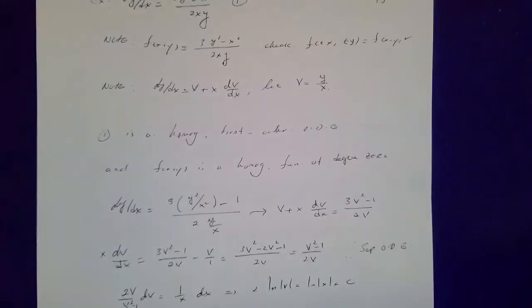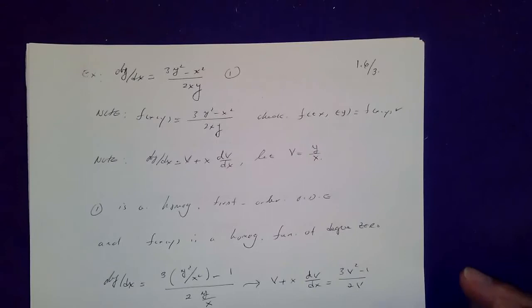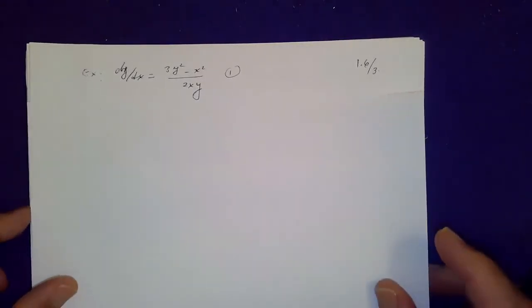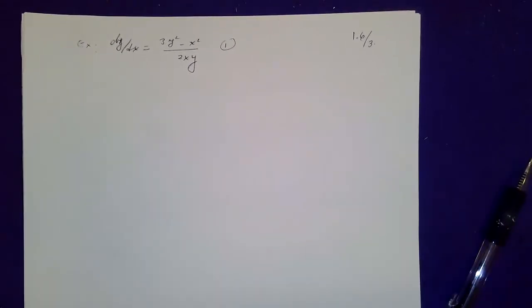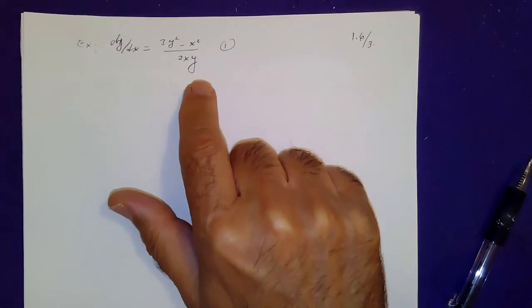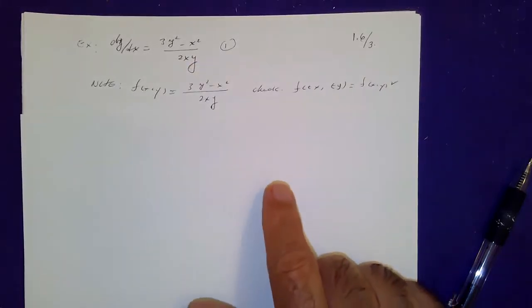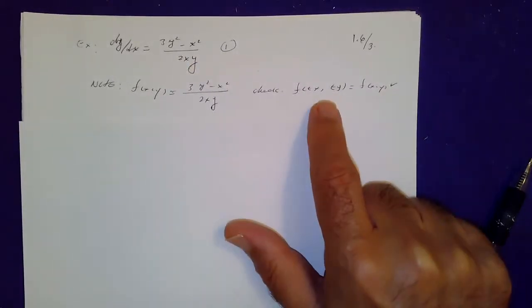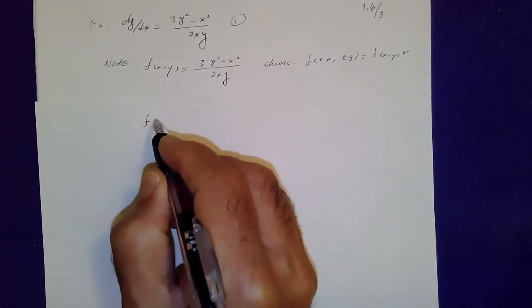So now let's take a look at a solution and see how this works. We have the differential equation dy/dx is equal to (3x squared minus y squared) over 2xy. Is this homogeneous of degree 0? I don't know. Let's check and see.